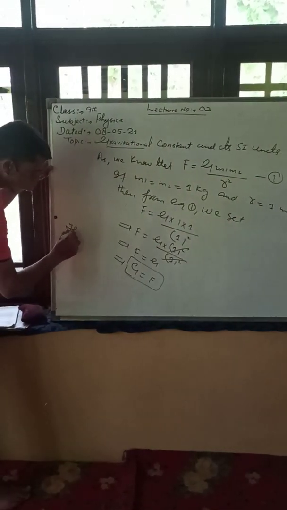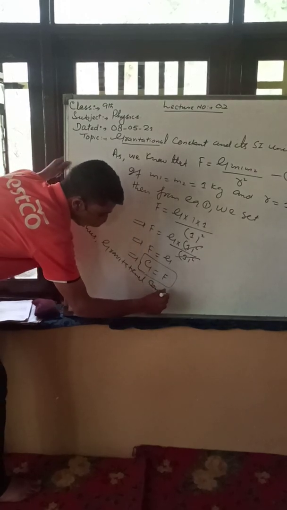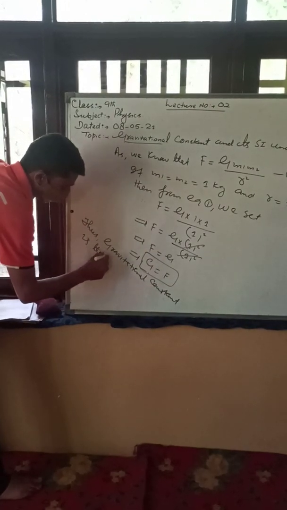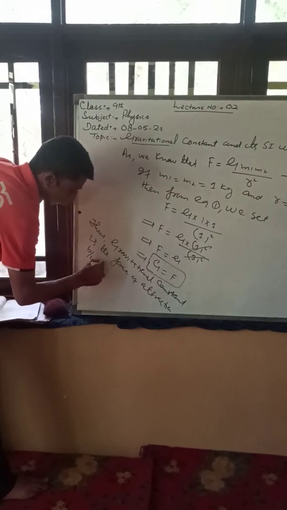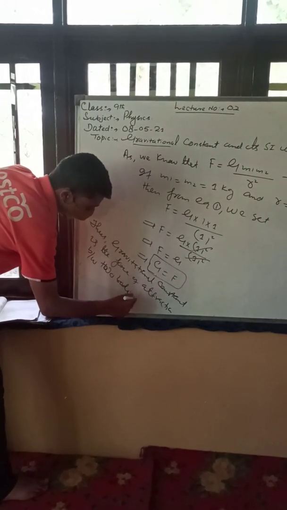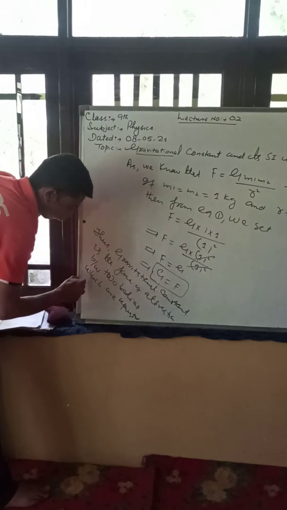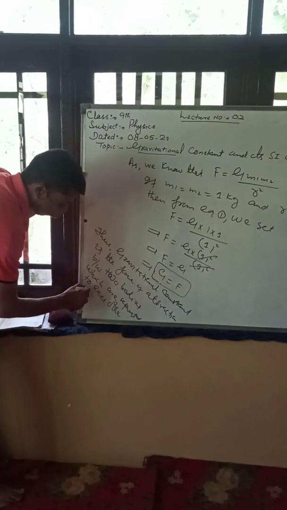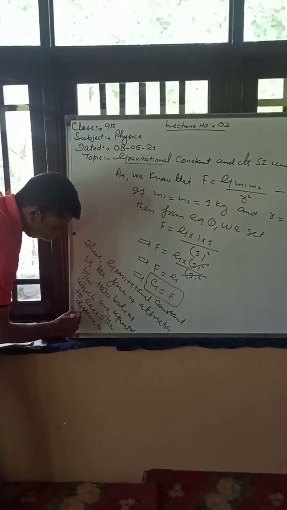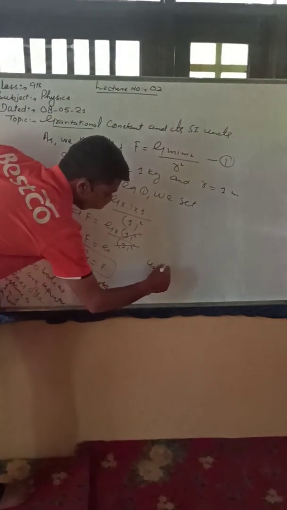So I may write here, thus the gravitational constant is the force of attraction between two bodies which are separated from each other at a distance of 1 meter, and they have unit masses. Now this is the simple definition of the gravitational constant.